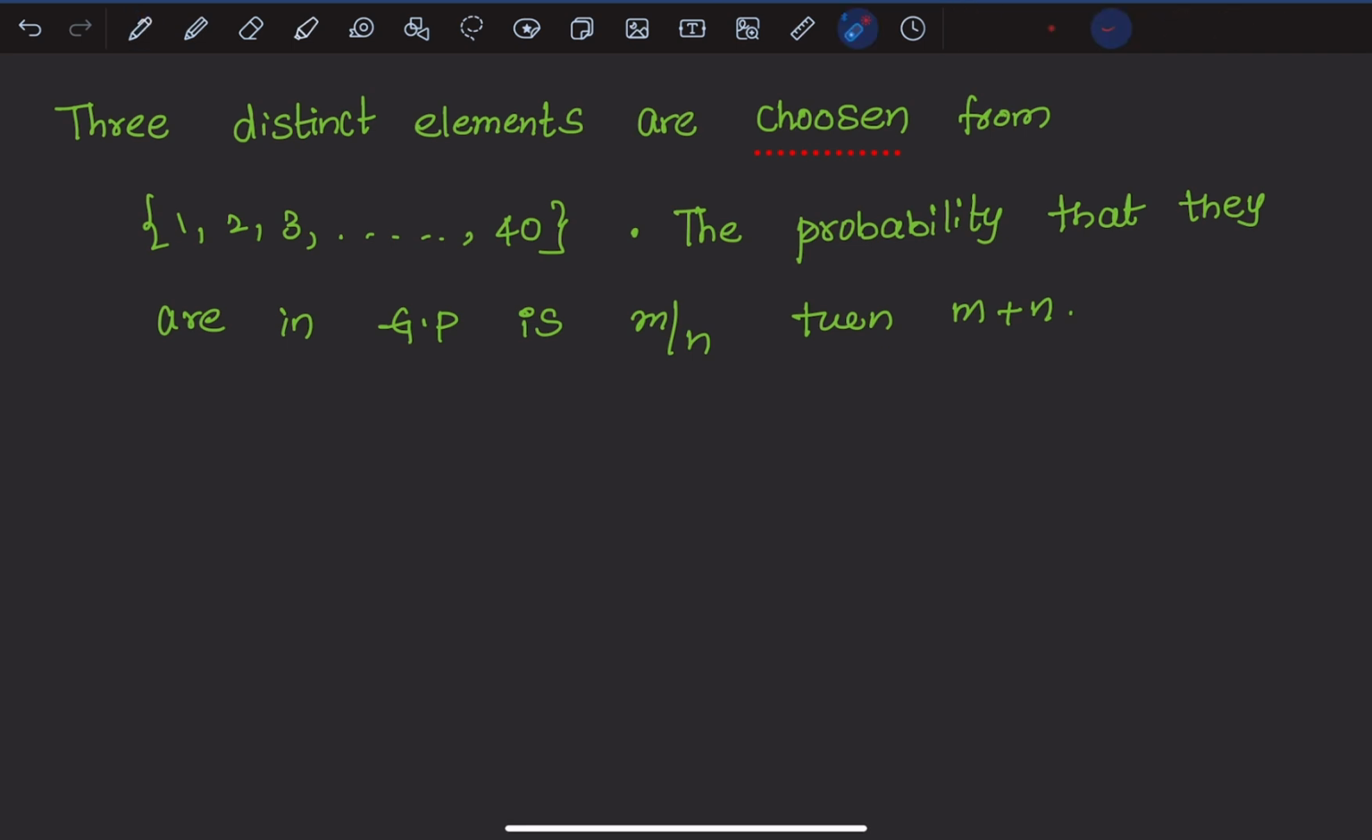So our next question is from probability. You have this set which contains the first 40 natural numbers, and 3 distinct elements are chosen from this set. The thing that you have to figure out is the probability that they form a GP. So let us say the first element is A upon R, the second element is A, and the third element is AR. Alright.